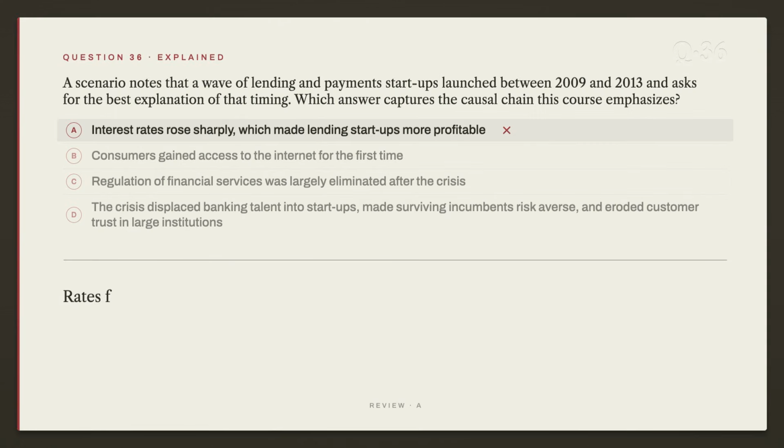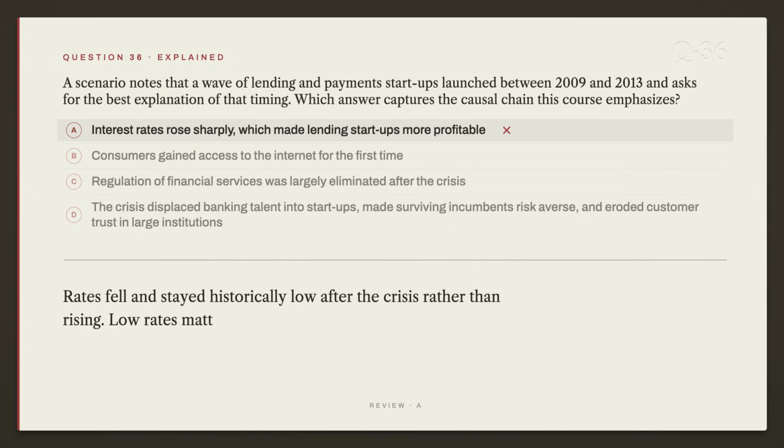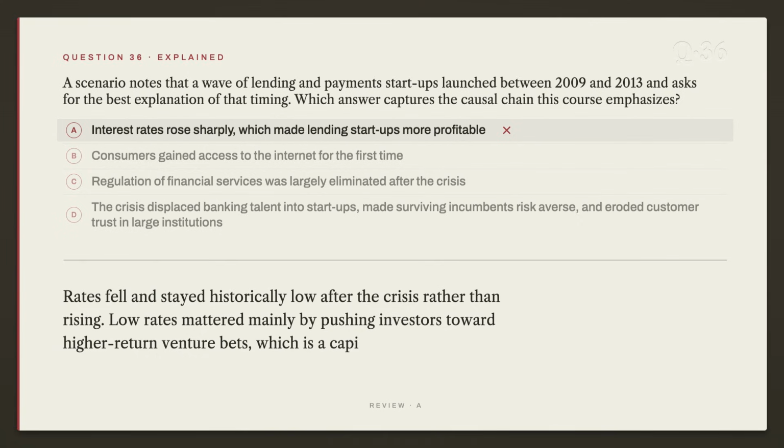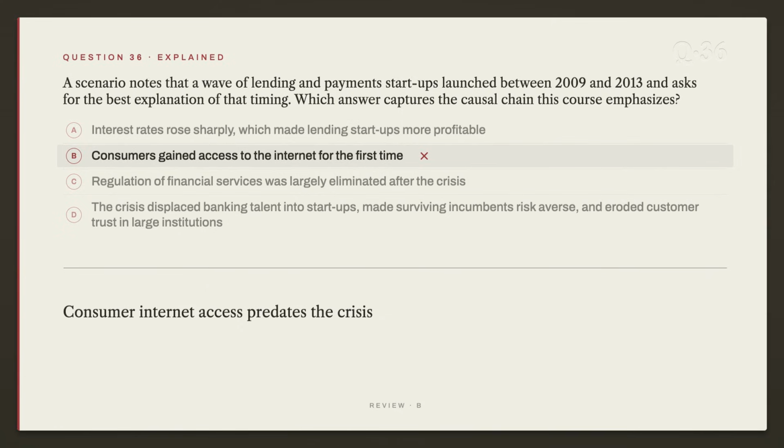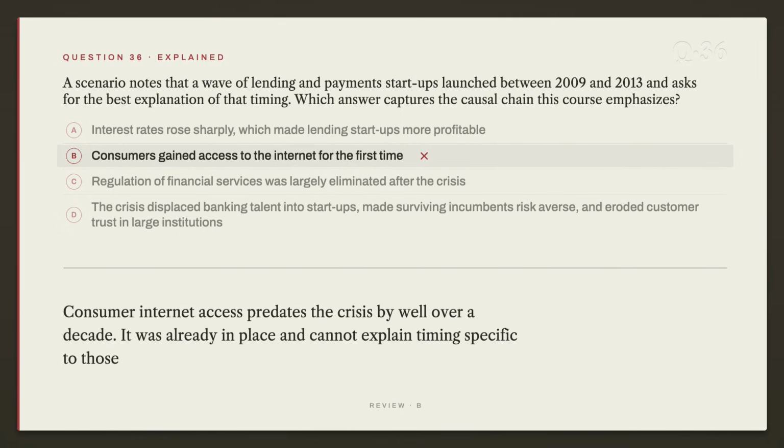A is wrong because rates fell and stayed historically low after the crisis rather than rising. Low rates mattered mainly by pushing investors toward higher return venture bets, which is a capital story rather than a rate story. B is wrong because consumer internet access predates the crisis by well over a decade. It was already in place and cannot explain timing specific to those years.